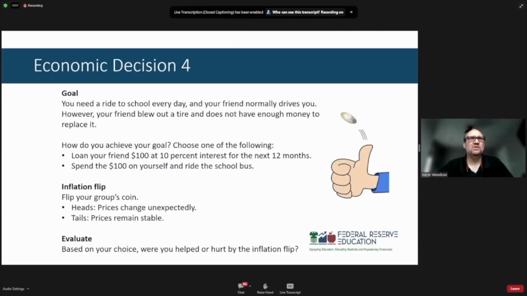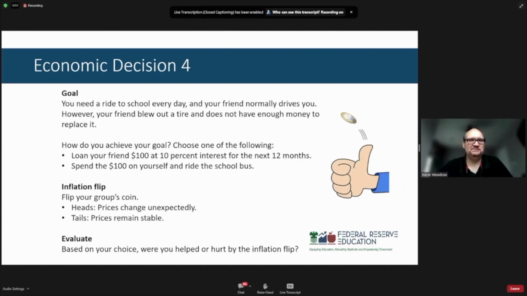All right, the last economic goal we're going to look at today is number 4. So you need to ride to school every day. Your friend normally drives you. However, your friend blew out a tire and does not have enough money to replace it. So what do you do? Do you loan your friend the $100 at 10% interest for the next 12 months, so that they can get their car fixed? Or do you just spend your $100 on yourself and decide to ride the school bus? Again, heads will be that prices have changed, and tails will be prices have remained stable.